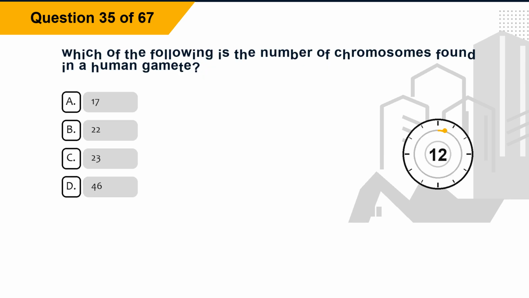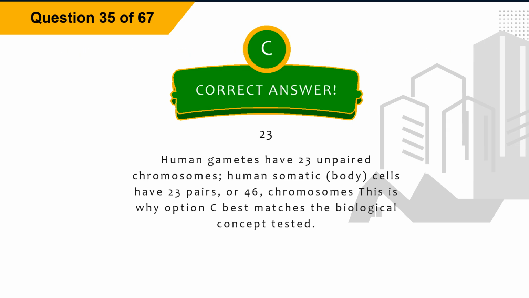Question 35. Which of the following is the number of chromosomes found in a human gamete? Option A, 17. Option B, 22. Option C, 23. Option D, 46. The correct answer is option C, 23.